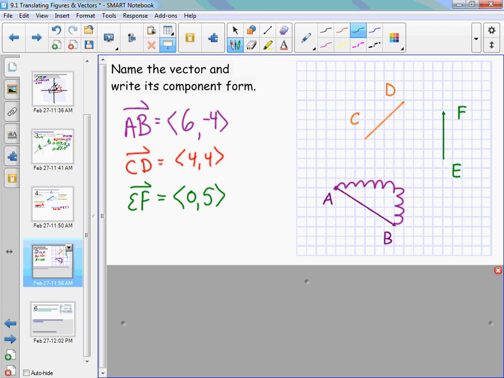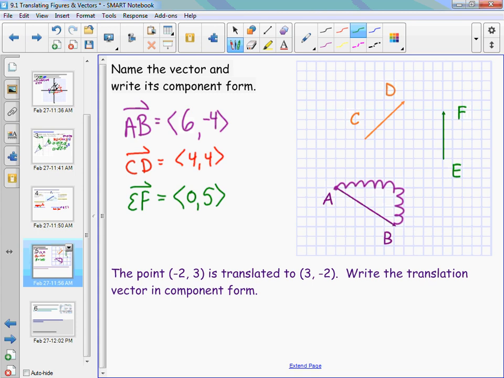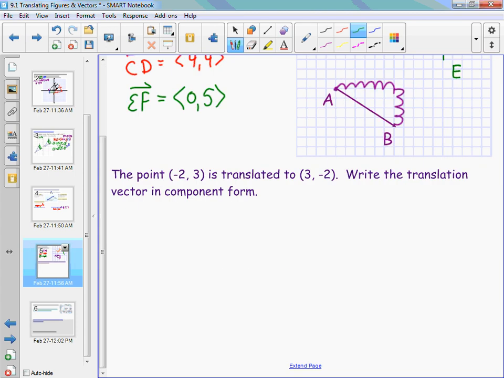As we see, CD is <4, 4> and EF is <0, 5>. The point (-2, 3) is translated to (3, -2). So our starting point will be A, our ending point A prime. Write the translation vector in component form.